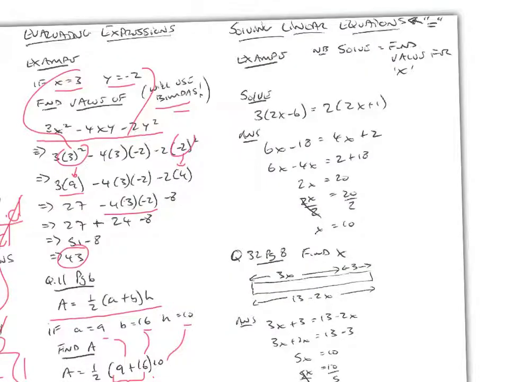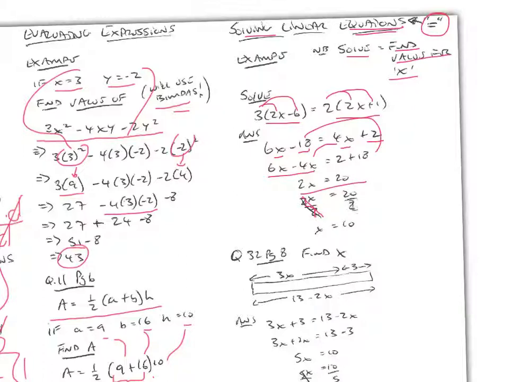Now let's talk about solving linear equations. If it's an equation, there's an equal sign involved, and generally if we're solving, we're looking to find a value for x, like a numerical value. So look at this problem here. Solve 3 times 2x minus 6 is equal to 2 times 2x plus 1. So 3 by 2x is 6x, 3 by minus 6 is minus 18, 4x and 2. So gather your terms, bring your 4x over: 6x minus 4x equals 2 plus 18, 2x equals 20. Divide both by 2, they'll cancel, and x is equal to 10.